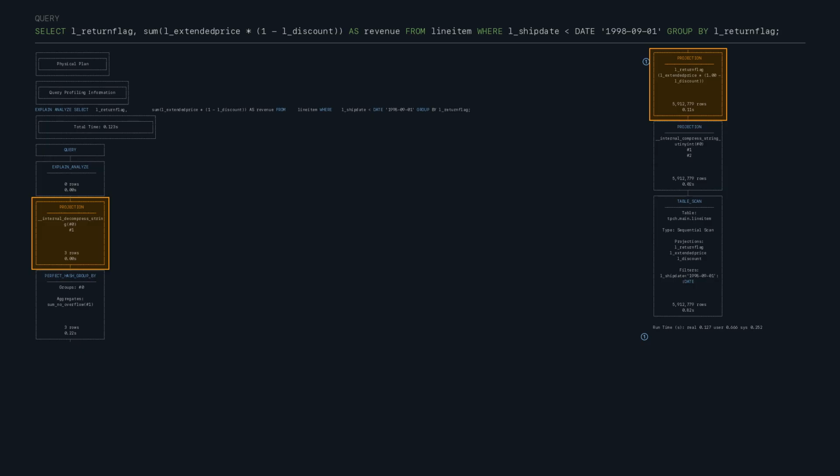Above the scan, the projection computes extended price times 1 minus discount. That is the SIMD path 8 lanes wide and nearly free in wall clock terms. At the top, the hash group by maintains 3 running totals, 1 per return flag, 3 groups in, 3 rows out, also nearly free. The arithmetic and the aggregate cost almost nothing. That is what vectorized execution buys you.